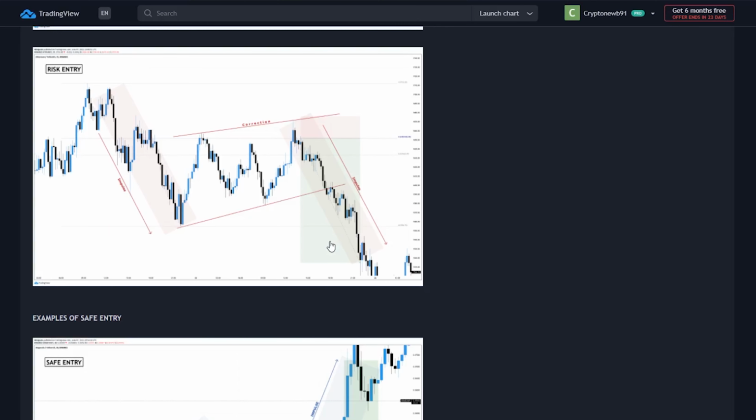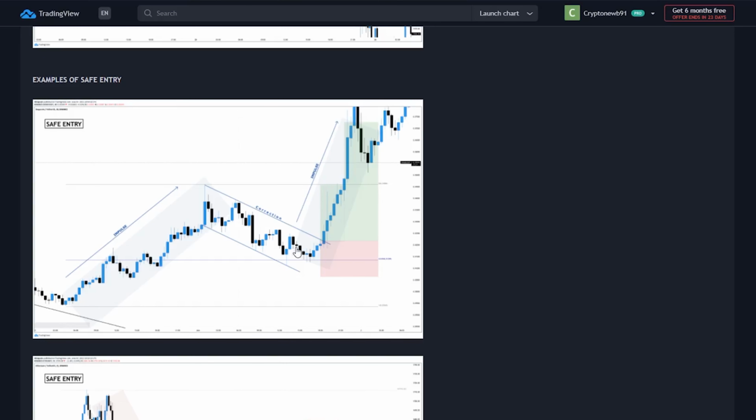So for safe entries, we want to enter upon the break of the flag pattern, with stops above or below the flag, depending on whether it's a bull or a bear flag, and the first take profit would be the recent structure level, and the second take profit would be the length of the impulse which led up to the correction.